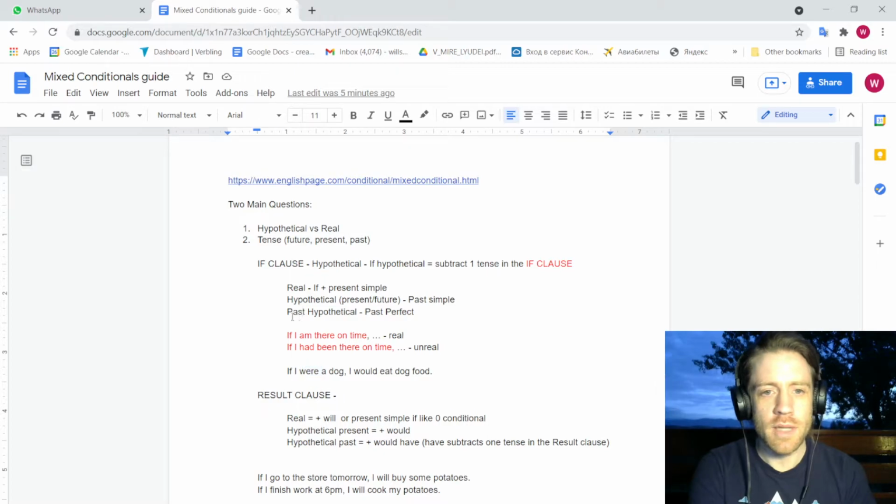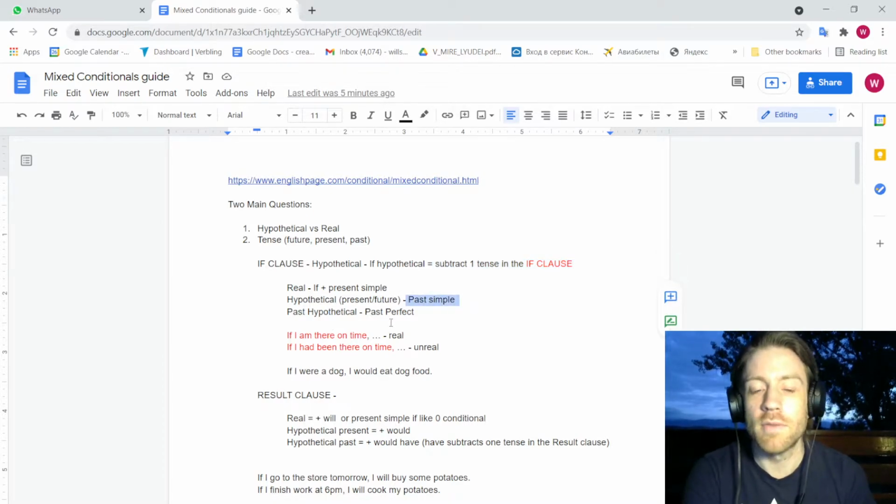Here's where it gets a bit more complicated. Yeah, it gets more complicated. It's a lot more complicated. So if you want to do past hypothetical, you'll use past perfect. Basically, when we want to make a hypothetical like these, what we're trying to do is subtract one tense from the if clause. How do we subtract one tense? We often use either past simple, or if we want to go even further into the past, we'll use past perfect, right?